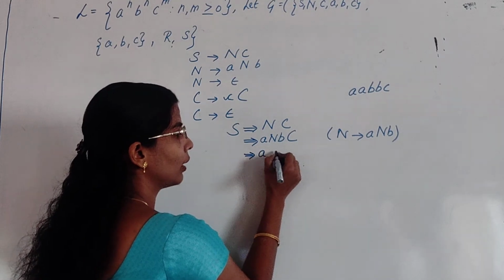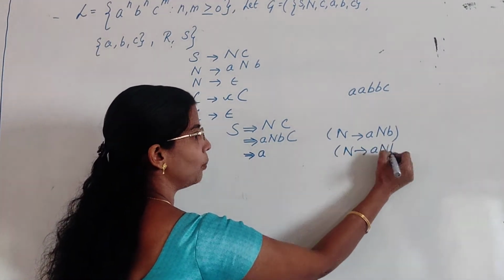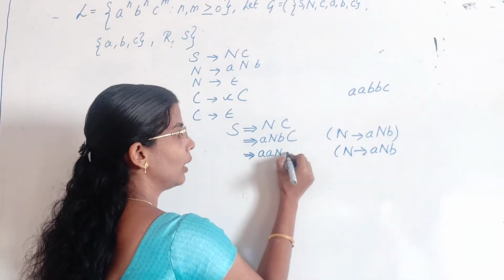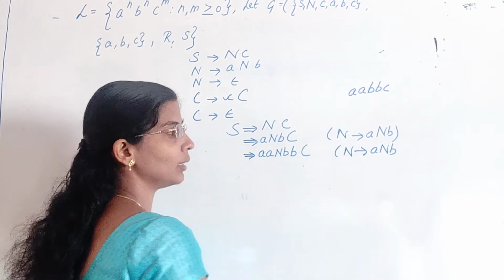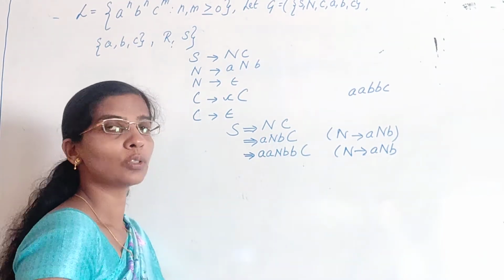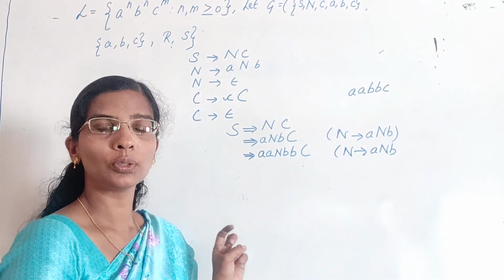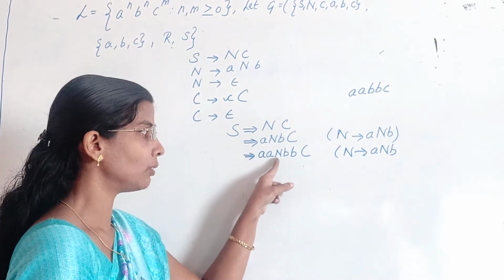Right. A. Again I use this N. A, N, B. So it is A, N, B. Already I have one more B. Now this is C. Right. So in my string, what do I need? I need 2A, 2B. Right. Again I have this N.